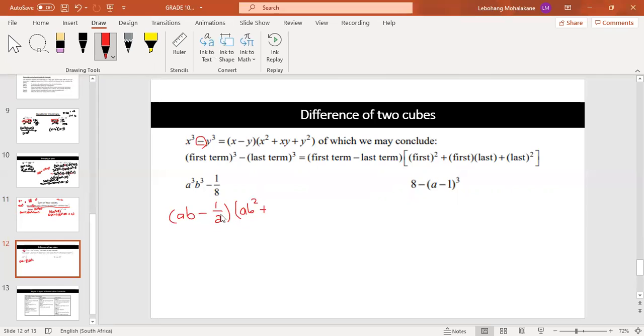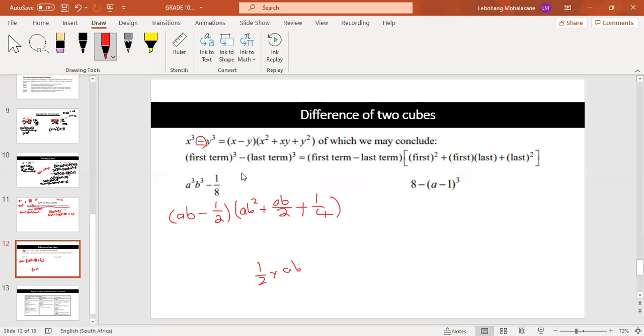Remember that you multiply the first term and the last one from here. First and last. So you're going to have AB all over 2. It's the same as 1 over 2 times AB. And then plus this squared, the last term squared, which is 1 over 4. That is the final answer.